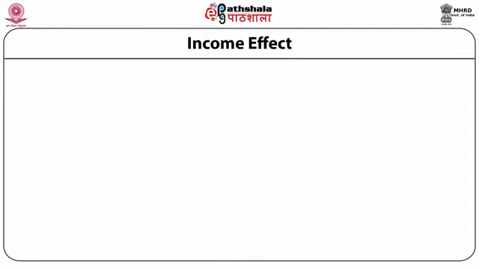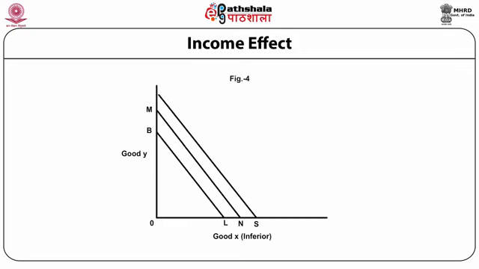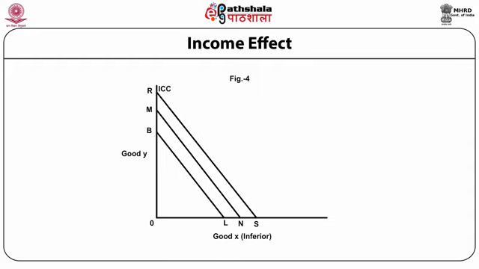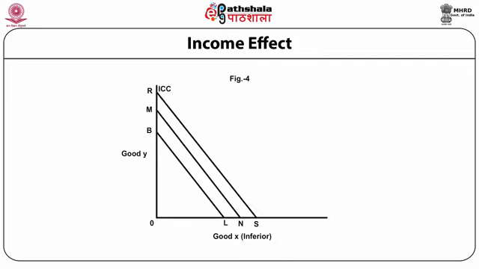Now, let us see the income effect in the case of inferior goods. Here again, good X and good Y are plotted on X axis and Y axis respectively. But now, good X is inferior good. Here, consumer initially at point I is consuming OX of X good and OY of Y good.